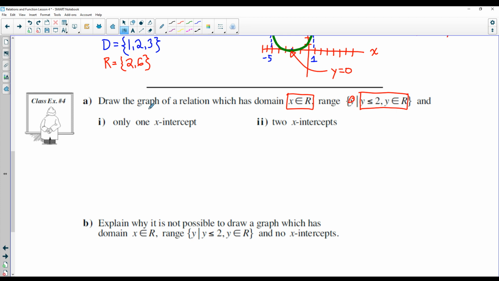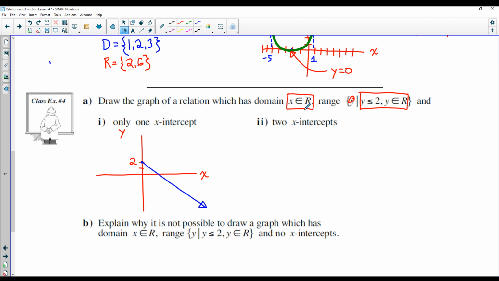Now it says draw a graph of this that would only have one x-intercept. Okay, so let's just sketch a mini Cartesian plane. Okay, y, x, and I know for sure the y values cannot be bigger than 2. So what could one graph of this look like? There's lots of different ways you could sketch this, but basically, it can't be bigger than 2, and it only has one x-intercept, so maybe the line could go down here like this.